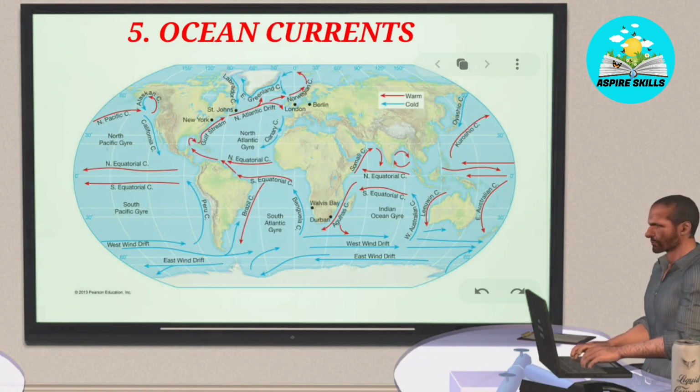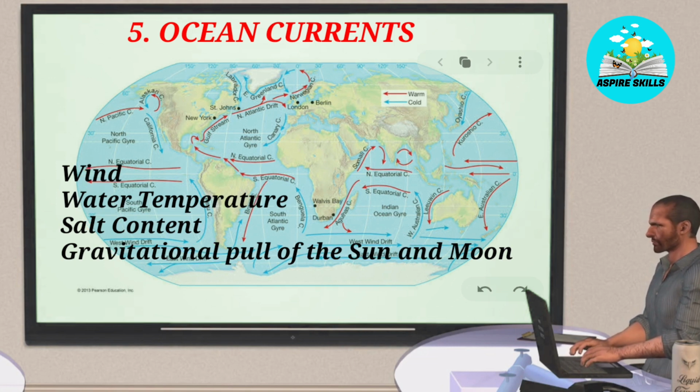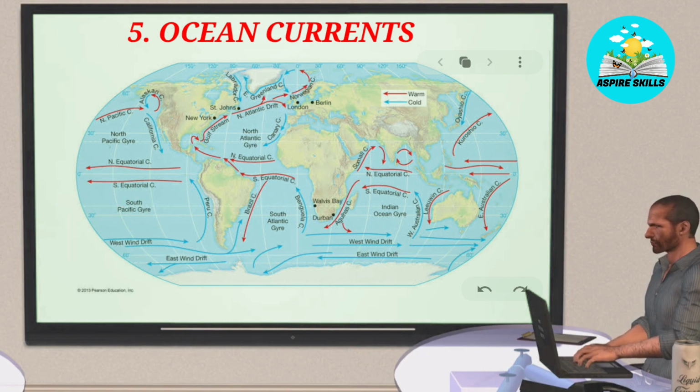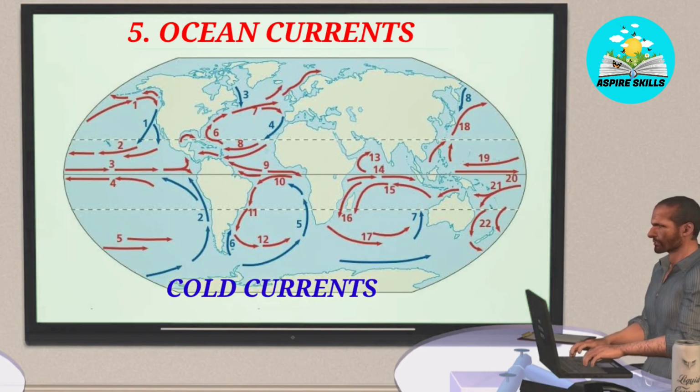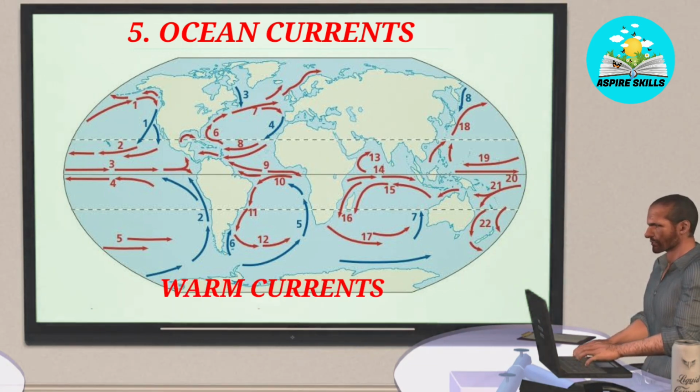The fifth factor is the ocean currents. It is the continuous movement of ocean water from one place to another. Ocean currents are created by wind, water temperature, salt content, and the gravitational pull of the sun and the moon. Generally, there are two types of ocean current. One is the cold current, another one is the warm current.